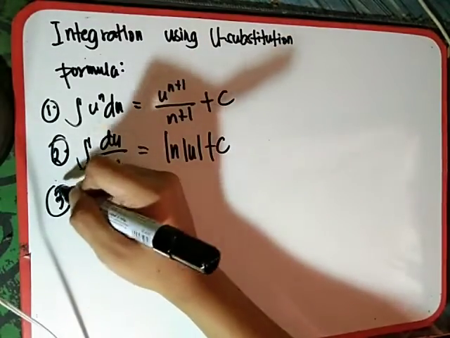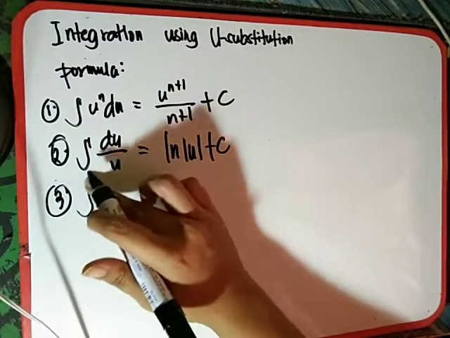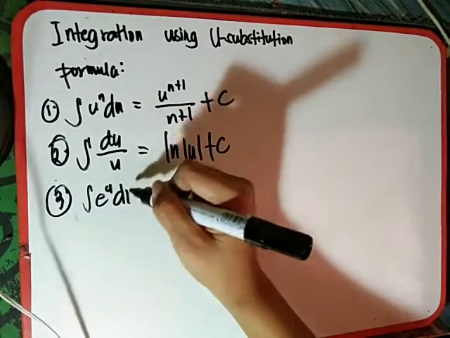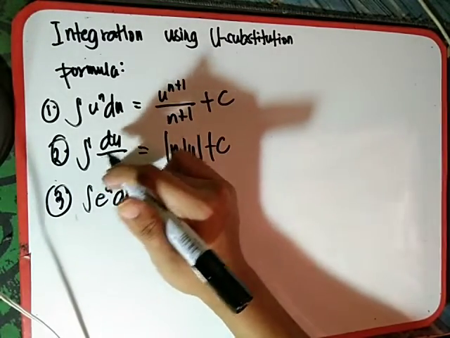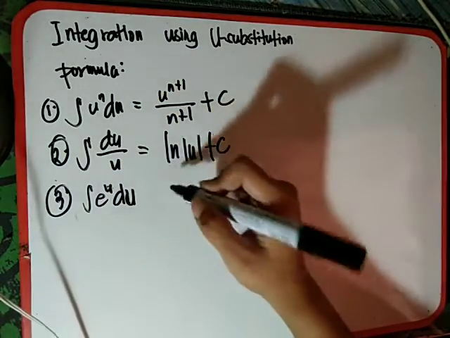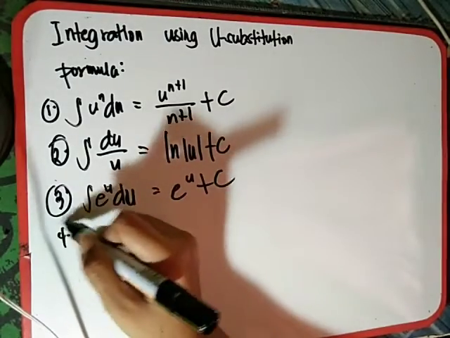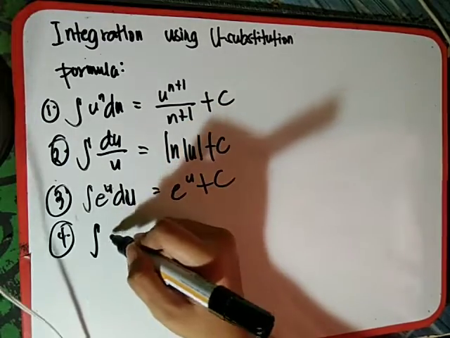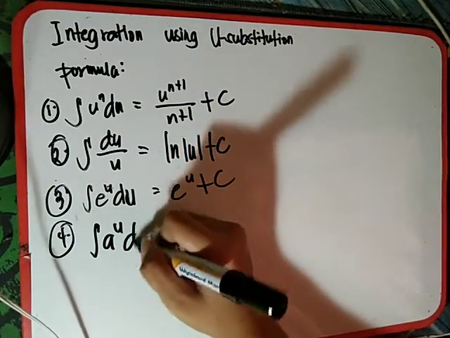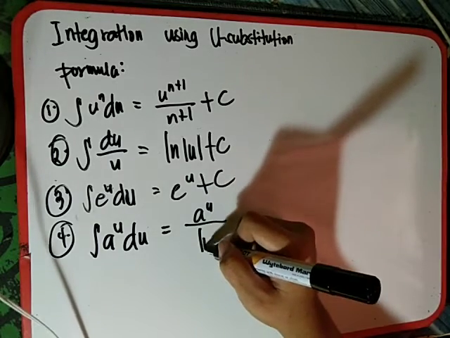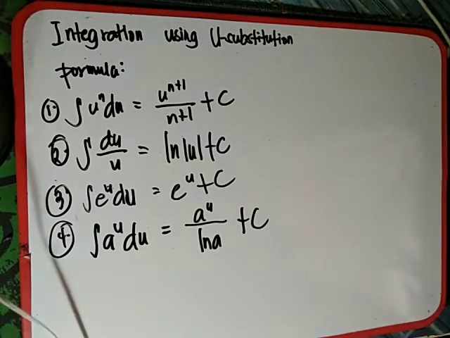Number 3 is the integral of e raised to u du is equal to e raised to u plus c. And the integral of a raised to u du is equal to a raised to u over ln a plus c. Next is our example. Let's have an example.